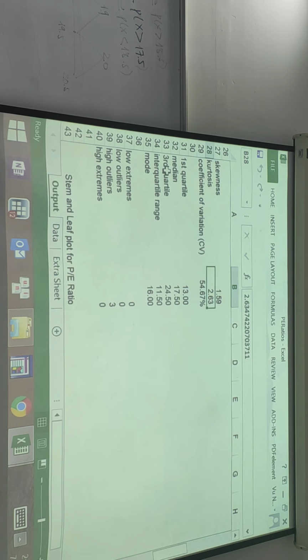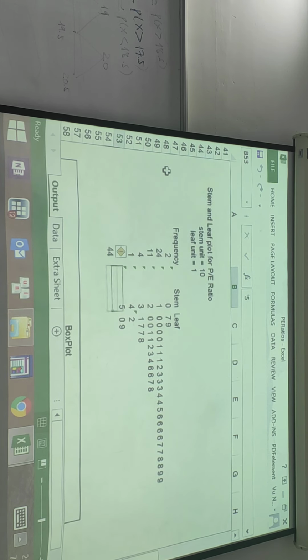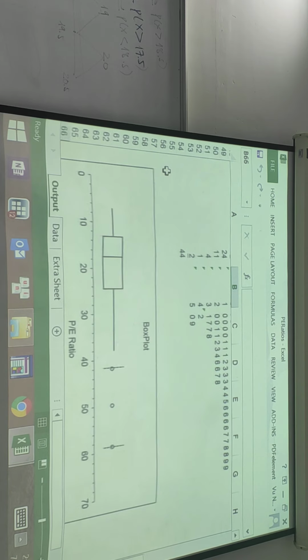This one, we have what? Left skew or right skew? Right skew. Higher or lower than? Higher than, right? And we have the quartile, first quartile, the second quartile, etc. And we have the Stevenson diagram, right? The Stevenson diagram. And we have the box plot.